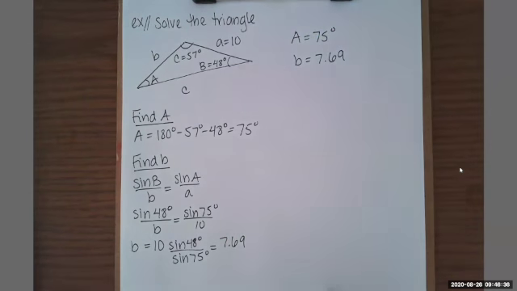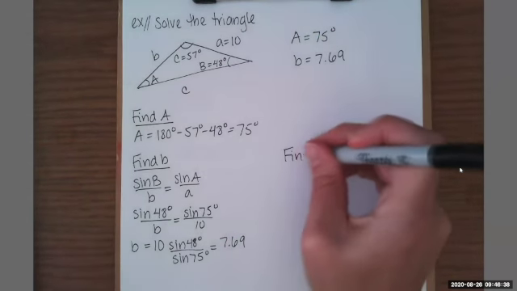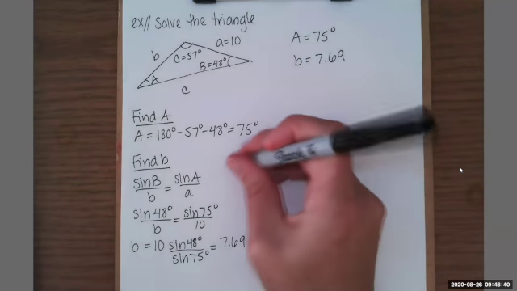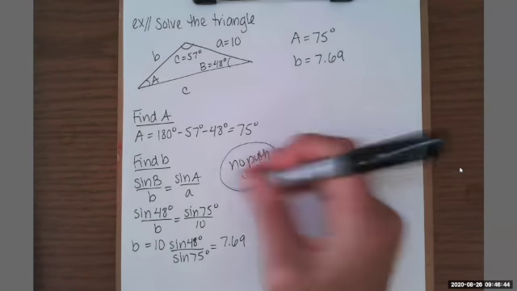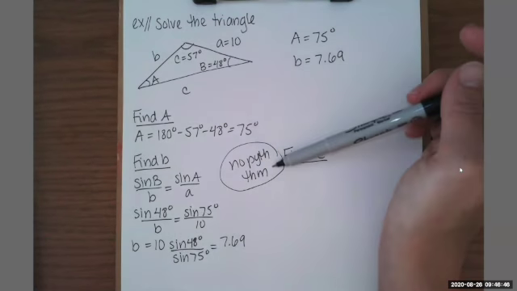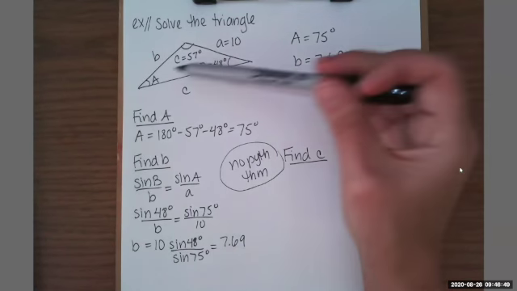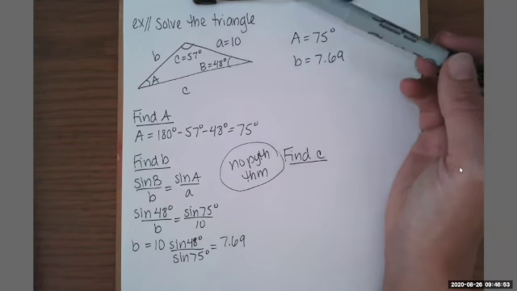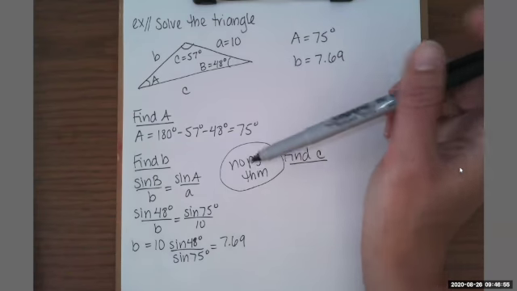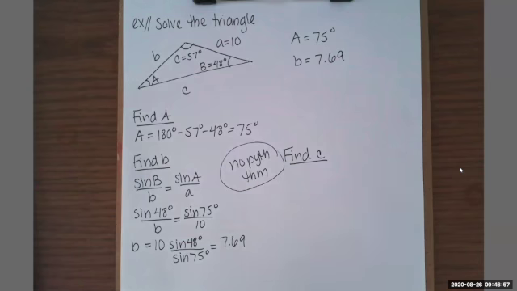Okay, last thing we need to do is find side C. And again, be very careful here. You cannot use Pythagorean theorem. Pythagorean theorem only applies to right triangles where A and B are the legs and C is the hypotenuse. Here, we don't have legs and hypotenuse because there's no 90-degree angle, so you cannot use Pythagorean theorem on oblique triangles, so be very careful with that.